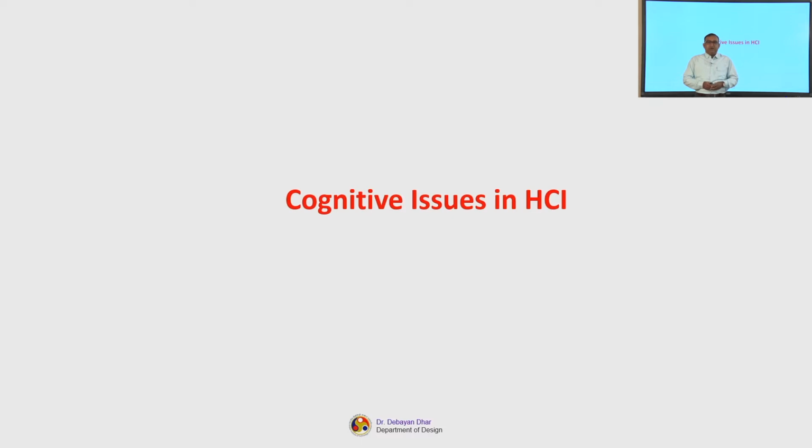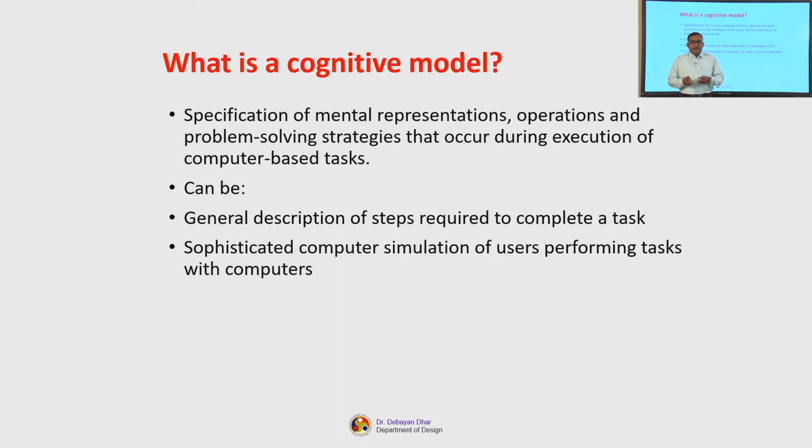Now, the two most important frameworks or cognitive models that we are going to discuss are the KLM and the GOMS. These are referred to primarily as cognitive models. Now, let us first understand what a cognitive model is.